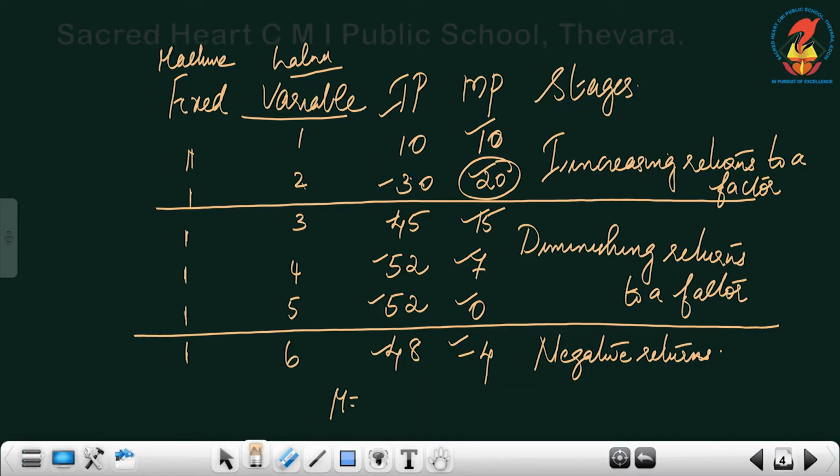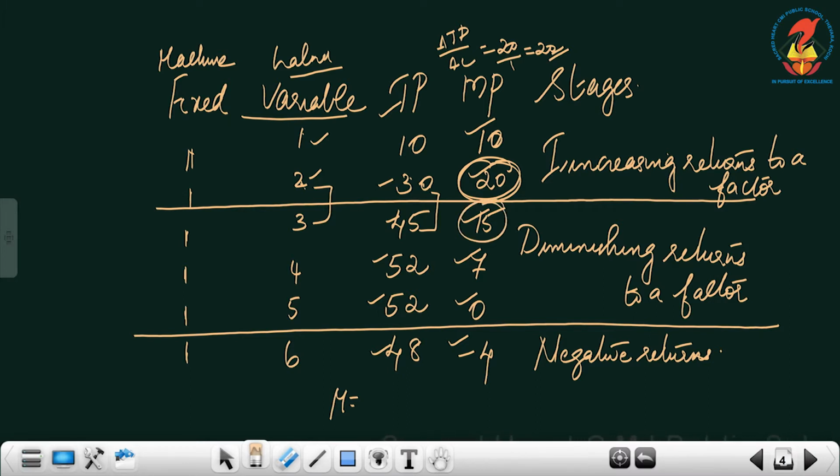Once again, delta TP is 30 minus 10, which is 20. Delta L means 2 minus 1, which is 1. So delta TP by delta L is equal to 20 by 1, which is 20. That is what we got here. Similarly, 45 minus 30 is 15, and 3 minus 2 is 1. So delta TP by delta L is 15 by 1, which is 15. So you know very well how to calculate marginal productivity. Based on the calculation of marginal productivity and the values of total productivity, we have divided the table into 3 stages. Let us see the first stage, which we can consider as phase 1.